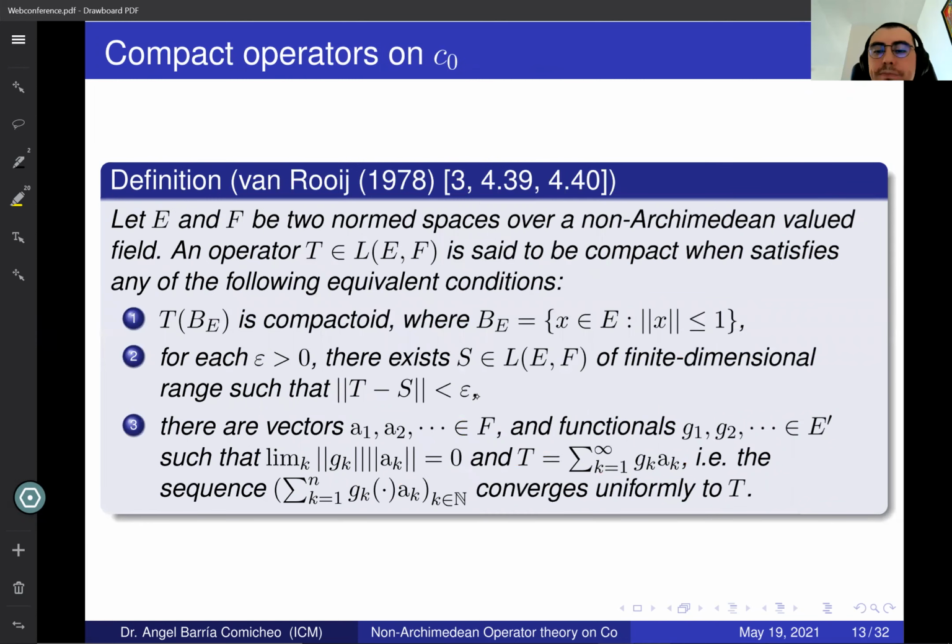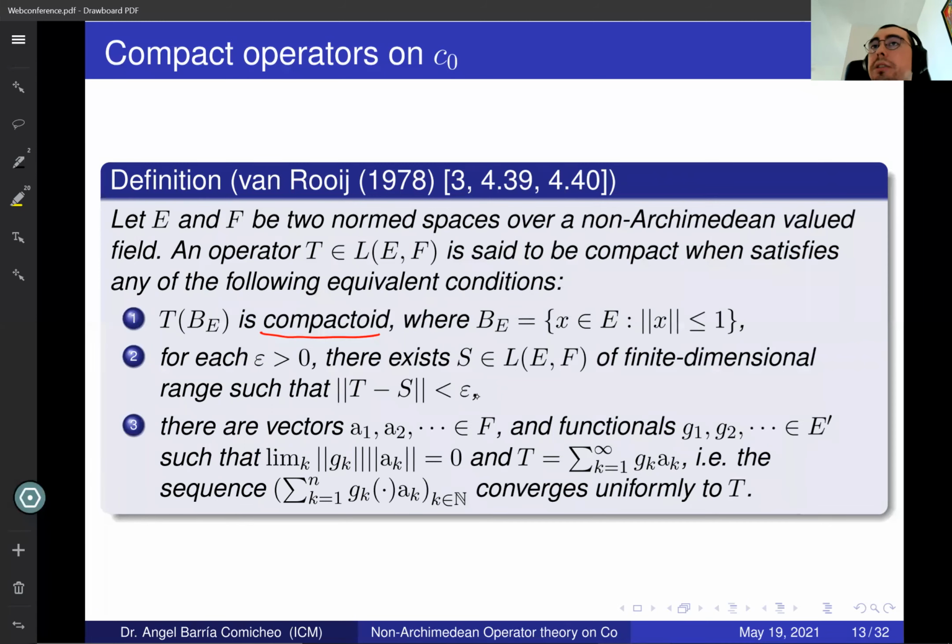To define compact operators in the non-Archimedean context, we cannot say that a compact operator is one where the image of the unit ball is precompact, because if the field is not locally compact, then if the image of the unit ball is compact, or if its closure is compact, that would be only the singleton. I mean, the only compact operator using that definition would be the zero operator. So in order to avoid that, the concept of precompactness has to be linearized. That is how the concept of compactoid was born.